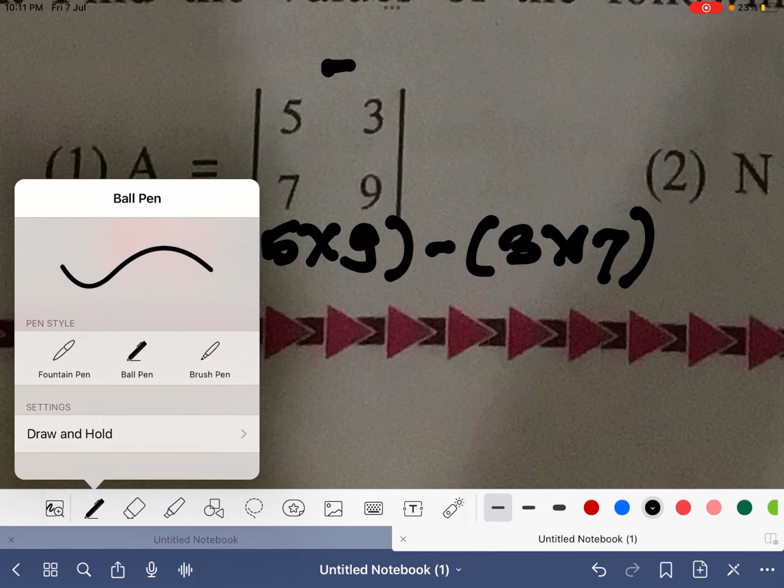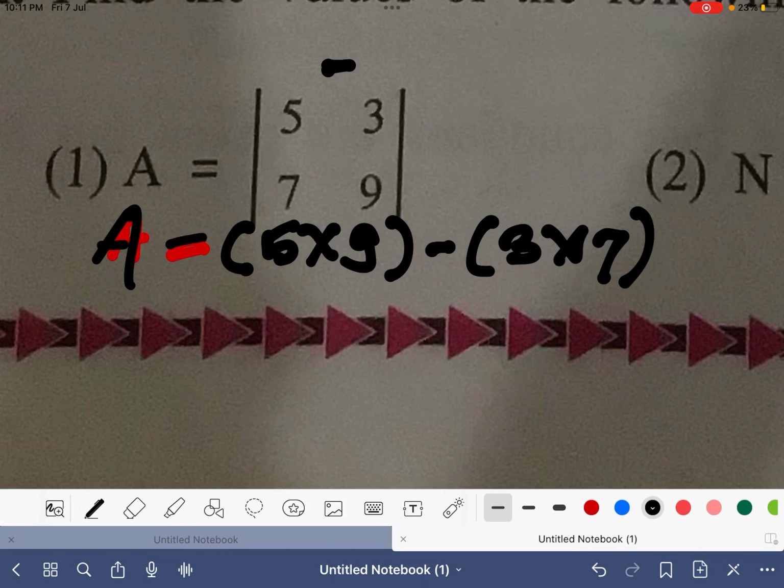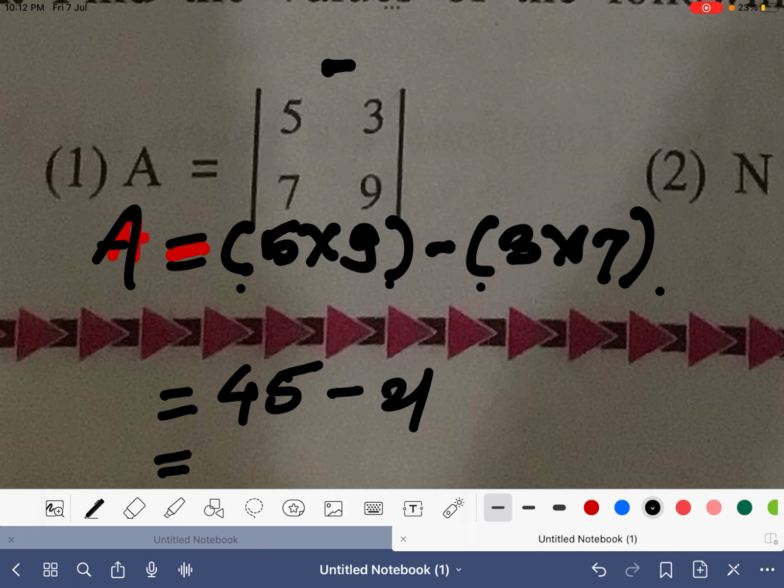Next. A is equal to 5 into 9 minus 3 into 7. Always keep in mind, we have to put brackets for both cases to avoid confusion. Now 5 nines we know are 45, minus 7 threes are 21. Subtract this and you will get an answer. Clear? Likewise we have to solve this one. So what is the answer for this? 5 minus 1 is 4, 4 minus 2 is 2. So your answer is 24.